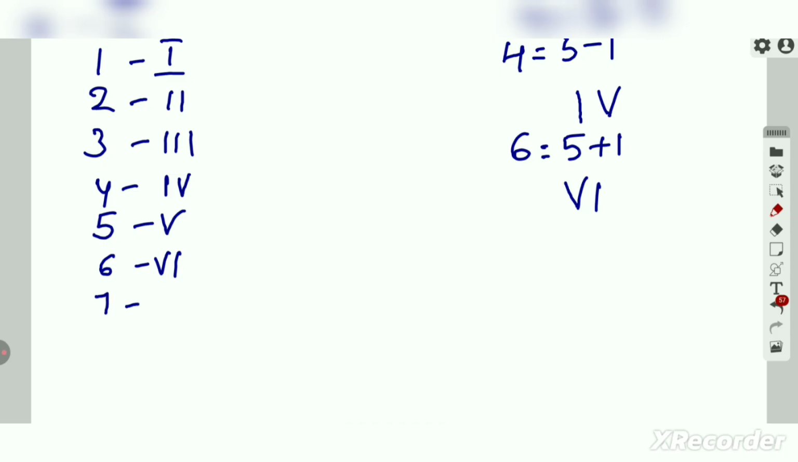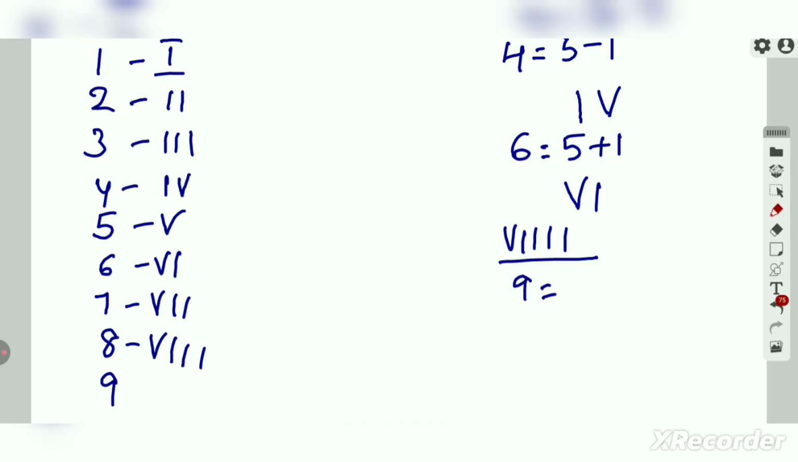Here again the addition. 7 is 5 plus 2. So VII. 8 is 5 plus 3. So VIII. What about 9? Can I write it as VIIII? No, because I cannot be repeated more than 3 times. So how can I write 9? Same here again. 9 is 10 minus 1. 10 is X. 1 is I. Because it is subtraction, it is placed before the bigger numeral. So 9 is IX and 10 is X.